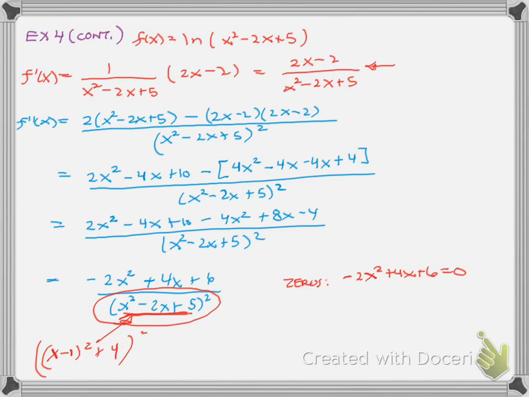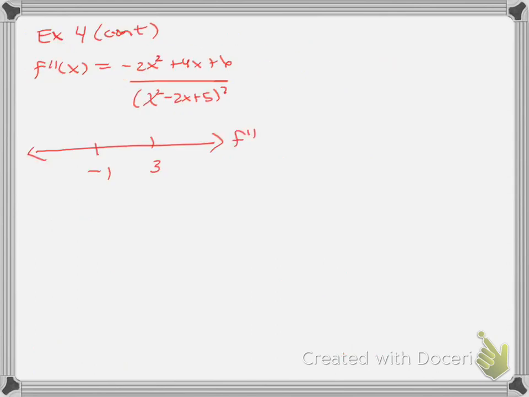We'll just have zeros. So let's see, I'm going to factor out a negative 2, and we'll have x squared minus 2x minus 3 equals 0. And that's x minus 3 times x plus 1 equals 0, so x equals 3 and negative 1. All right, so that's what's going to go on our sign chart for this function. I'm going to move to a different slide to put this on.